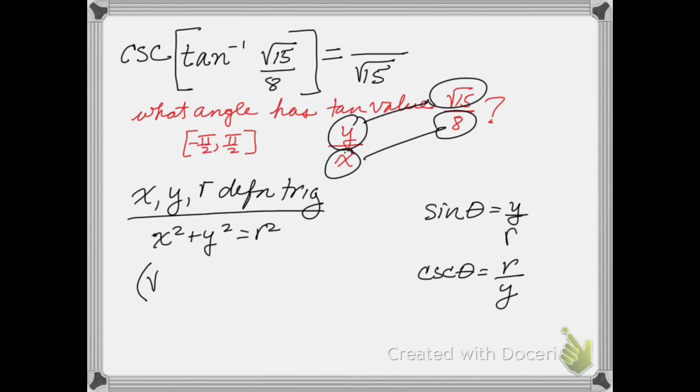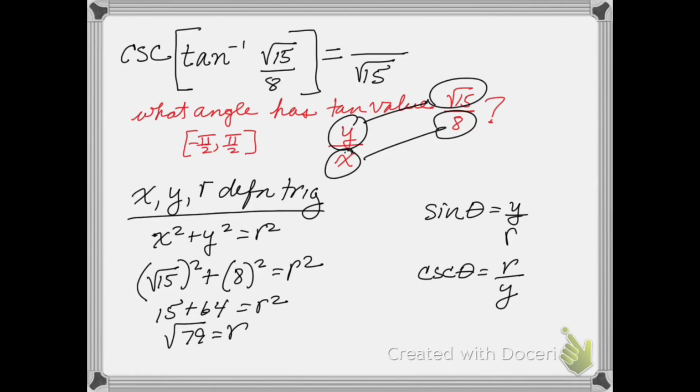So I can go x is rad 15, y is 8. We'll square that. Equals r squared. So that's 15 plus 64 equal to r squared. And that's 79. Rad 79 equals r. So now I've got r, and I can just plug that in right up there. So rad 79 over rad 15. Okay. Now let's just make a little bit more sense of this for you.